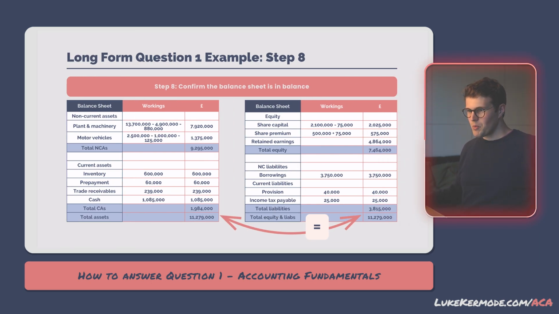In step 8, we perform one final and very, very important check. Does the balance sheet actually balance? Here we can see that our total assets are 11,279,000, and total equity and liabilities also comes to 11,279,000. So yes, fantastic. Our balance sheet does indeed balance.